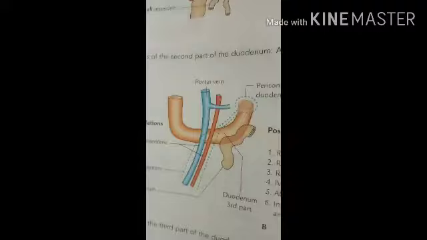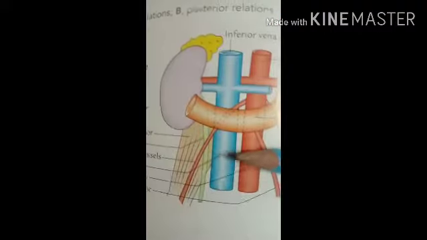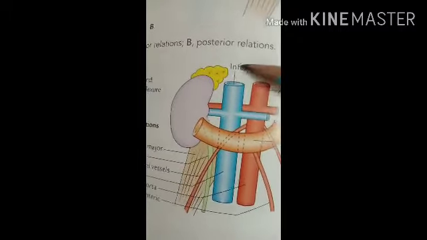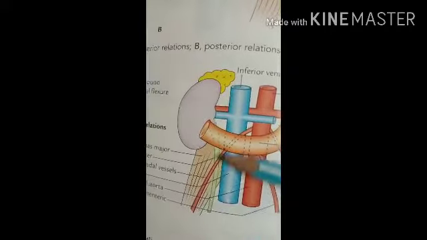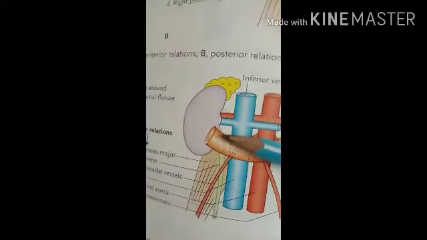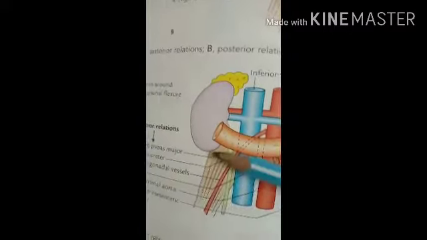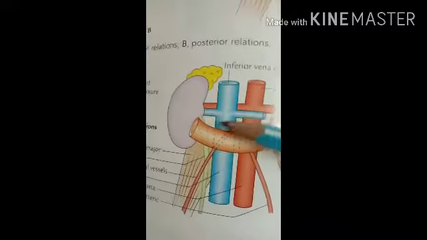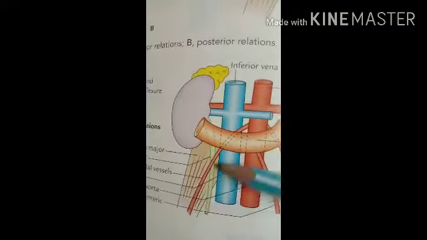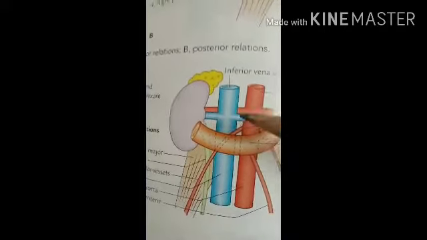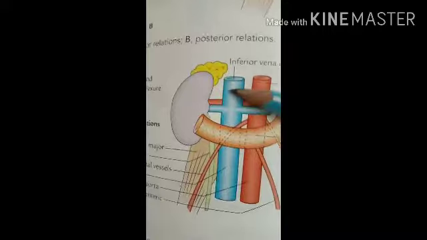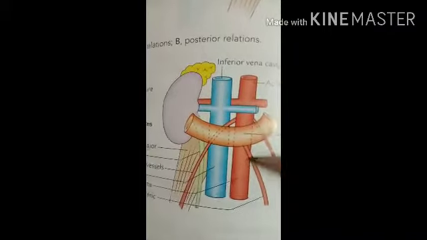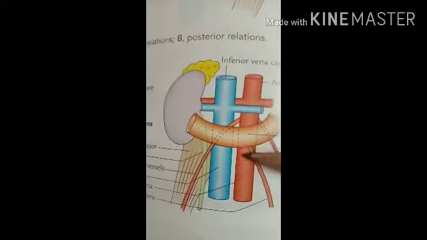Then posteriorly, that is the posterior relation, this one. Posteriorly it is related to the right ureter, here you can see. Second, it is related to the right psoas major muscle. Then the right testicular or ovarian vessels. Then the inferior vena cava and the abdominal aorta. These are the posterior relations of the third part of the duodenum.